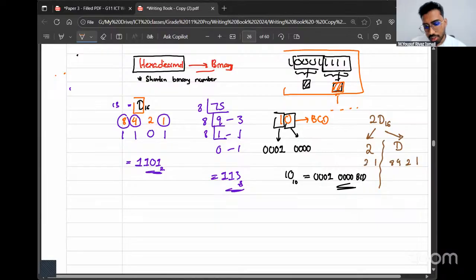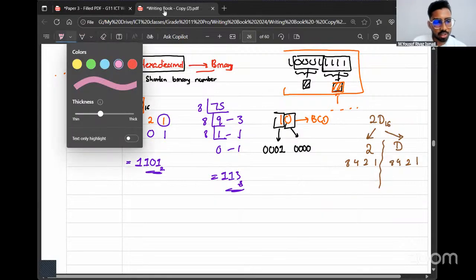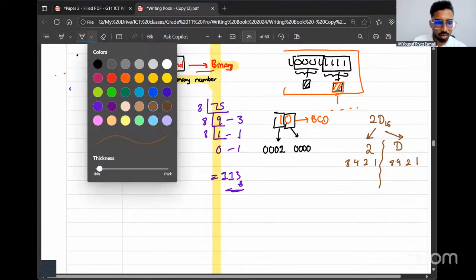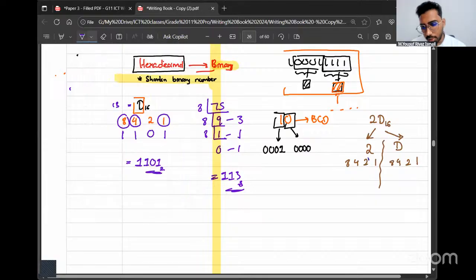Why I'm writing the first 4 bits place value is because I want to represent number 2 using 4 bits. Why 4 bits? Because hexadecimal is basically a shortened form of binary in 4 bits. I told you the history of how it works. So to get the number 2, you need 2 only. To get the number D, D is equal to 13. So 8, 9, 10, 11, 12, 13.